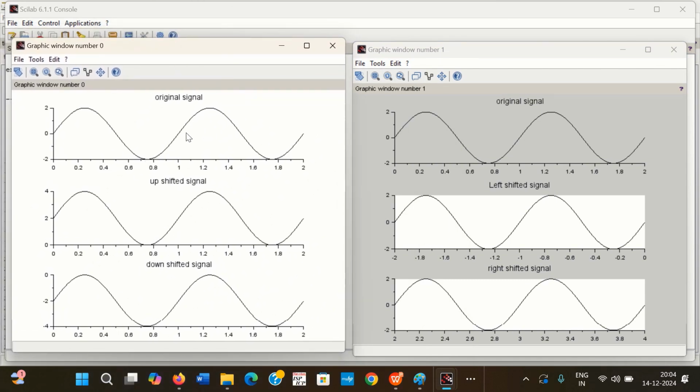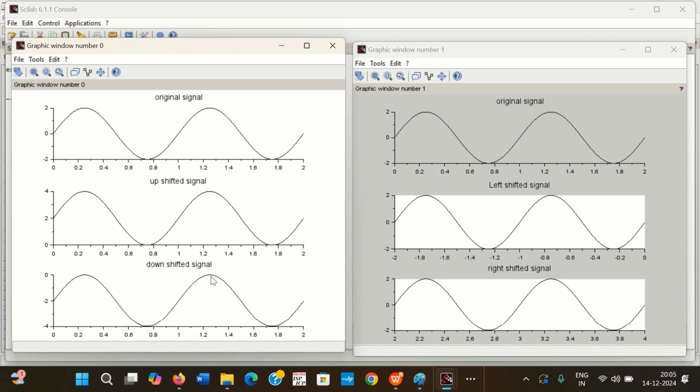On the left side, again, it is the amplitude shifting operation. The original signal is from 0 to 2 on the time axis, whereas on the value axis, or y-axis, it is from -2 to 2. Now the second one is an upshifted signal. That means the shift constant is added to the amplitude of the original signal. The original signal was starting from -2, but now it has been shifted to 0. That means +2 is getting added, so the signal was shifted upwards by a value of 2.